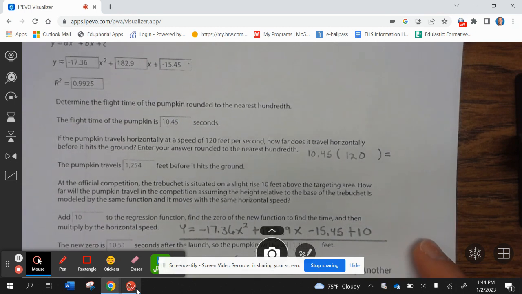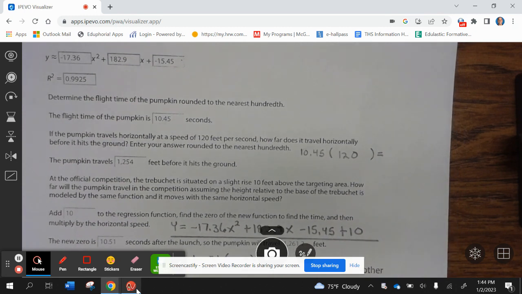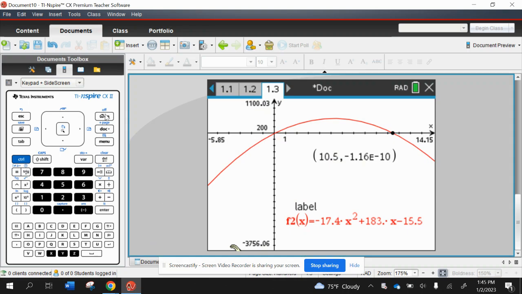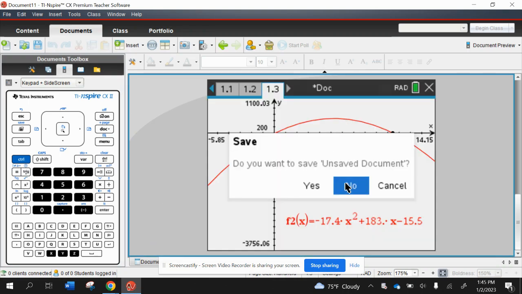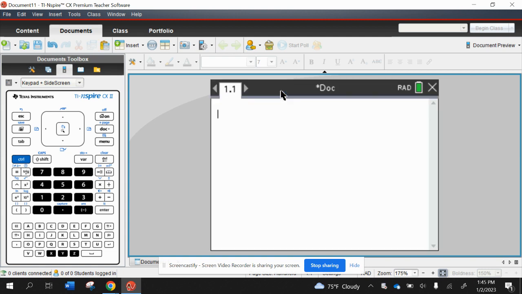If the pumpkin travels horizontally at a speed of 120 feet per second, how far does it travel horizontally before it hits the ground? Round your answer to the nearest hundredths. Okay, so we're going to go to our calculator and we're going to multiply 10.45 times 120. Okay.